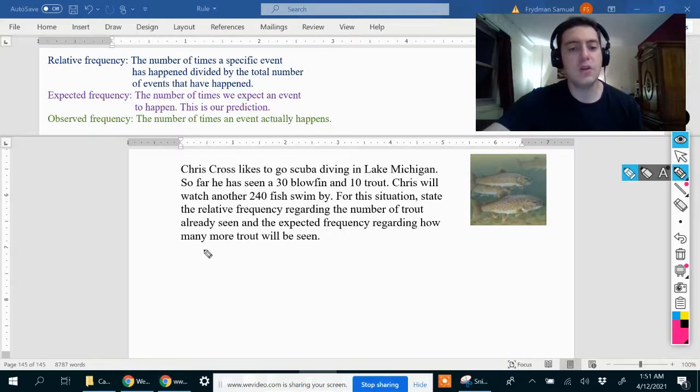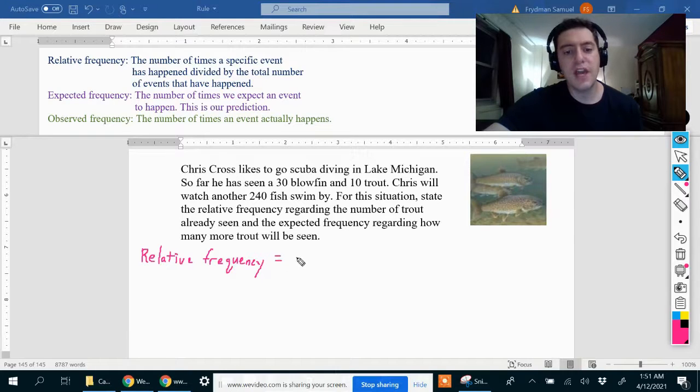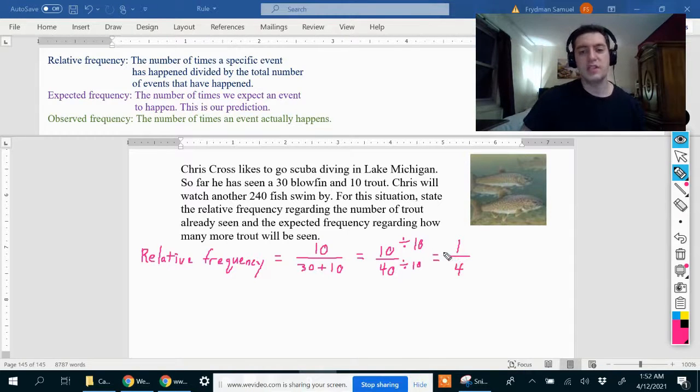In this problem, in order for us to figure out what the relative frequency is, we're going to have to figure out what the total is. It's not just given to us, but it's not hard to figure out. We'll just add these two numbers. So 30 plus 10 is 40, and we could still put 10 in the numerator since the problem is still asking us for the relative frequency regarding the number of trout. So our relative frequency is 10 over 40. If we want to reduce that, we can divide this and this by 10, and we would get 1/4. So 1/4 of the fish that Chris has already seen were trout.